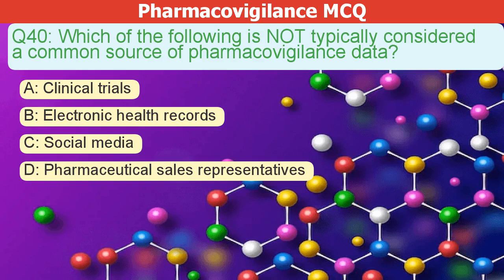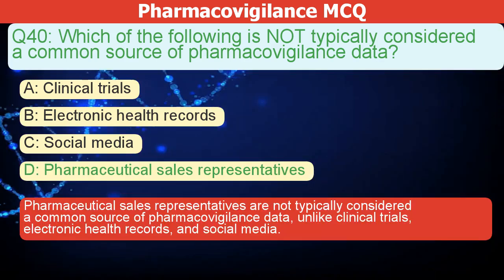Which of the following is not typically considered a common source of pharmacovigilance data? A. Clinical trials. B. Electronic health records. C. Social media. D. Pharmaceutical sales representatives. The correct answer is D. Pharmaceutical sales representatives are not typically considered a common source of pharmacovigilance data, unlike clinical trials, electronic health records, and social media.